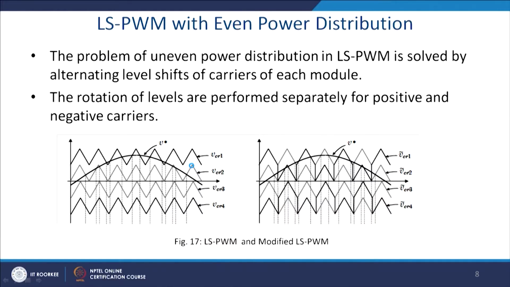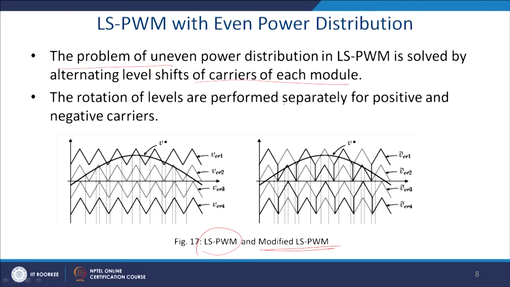Now, this is the case that I was discussing right now, level shifted PWM, and this one is a modified level shifted PWM. Let us see what is the difference between these two. The problem of the uneven power distribution in level shifted PWM is solved by alternating the level shifted carrier of each module. So, what does it do?